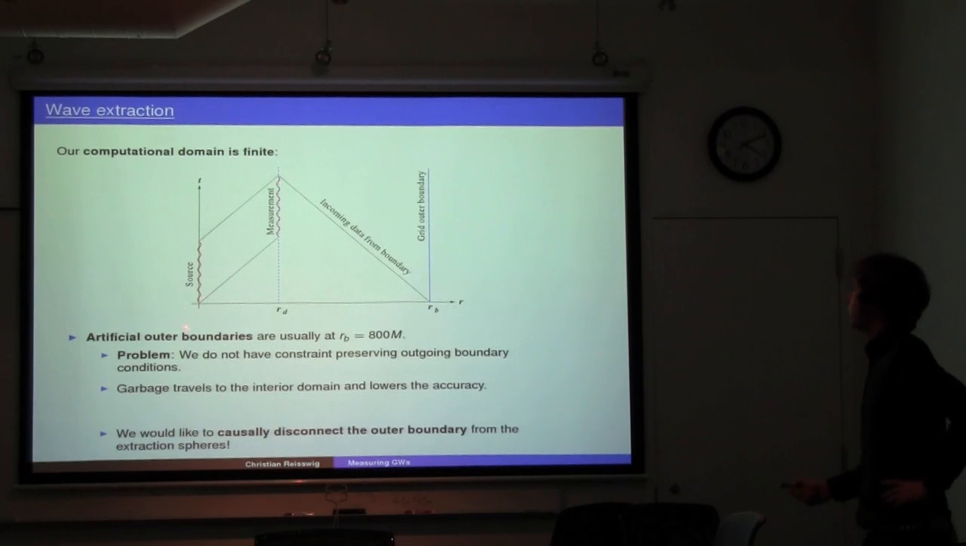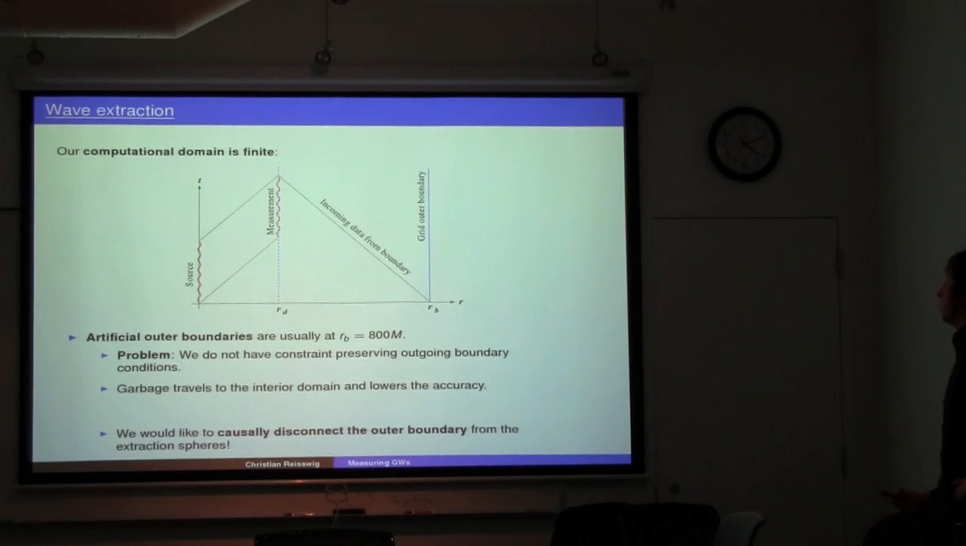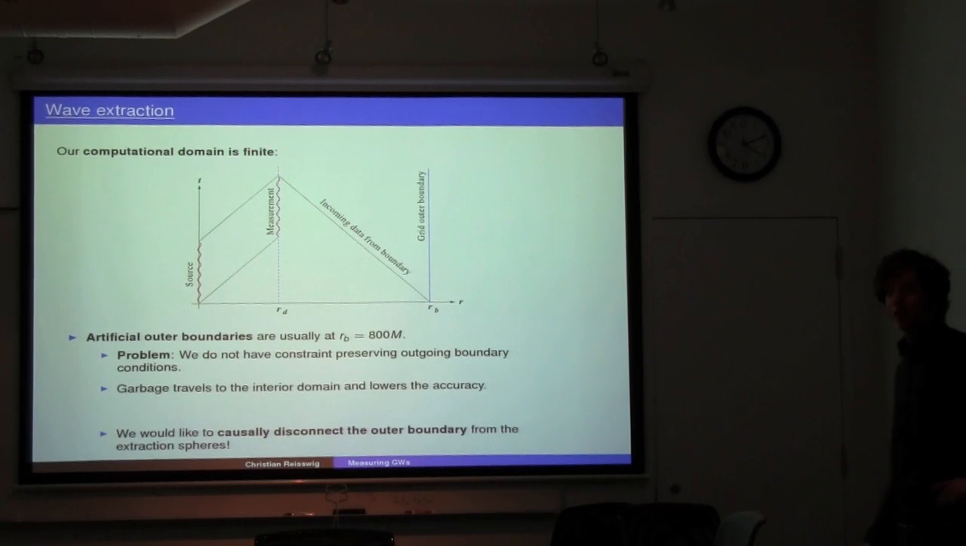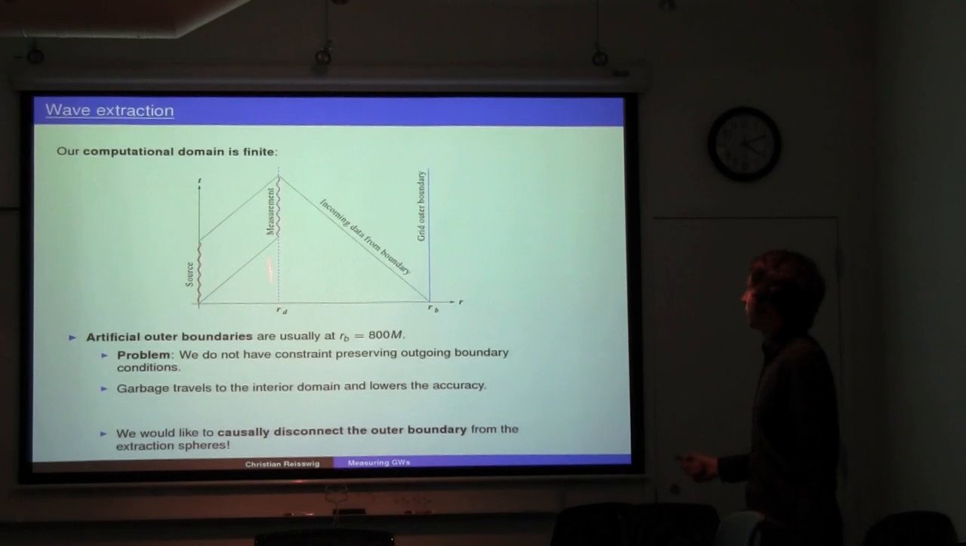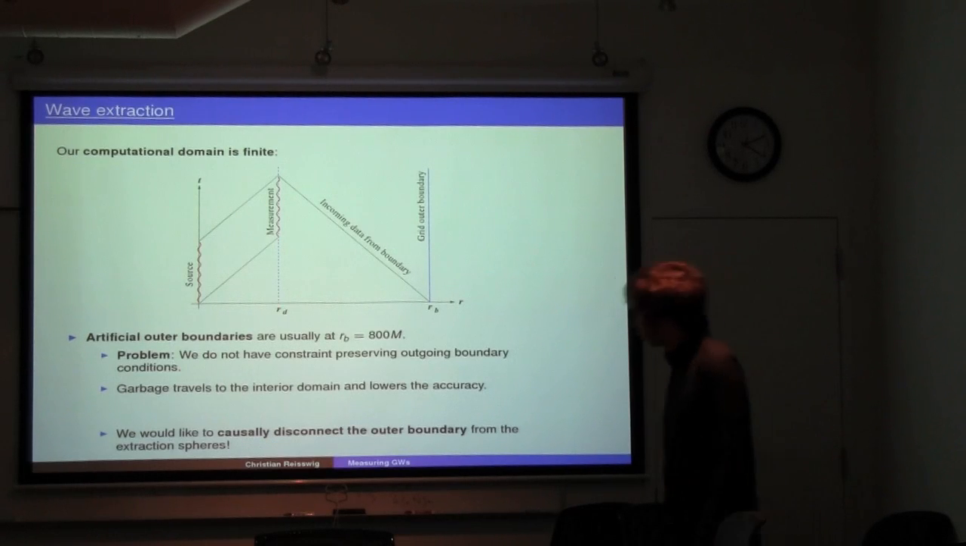And if we have our extraction sphere at this radius here, of course, the information from the outer boundary needs some time to hit this extraction sphere where we compute our gravitational waves, and we would like to have the influence from the outer boundary causally disconnected from our gravitational wave measurement on these extraction spheres.